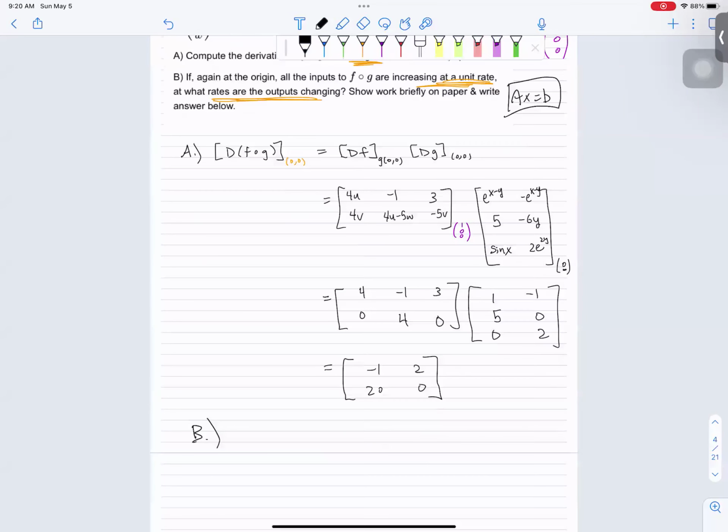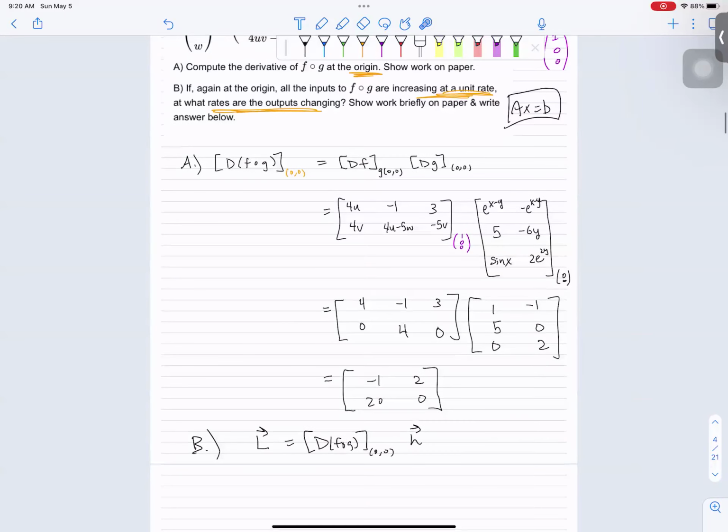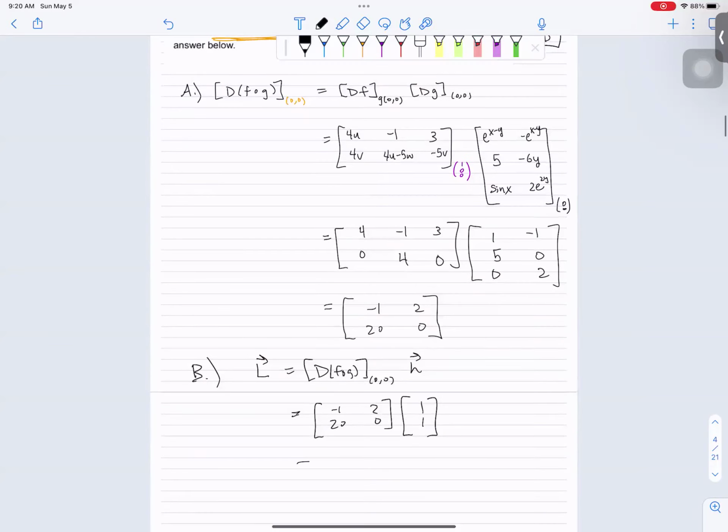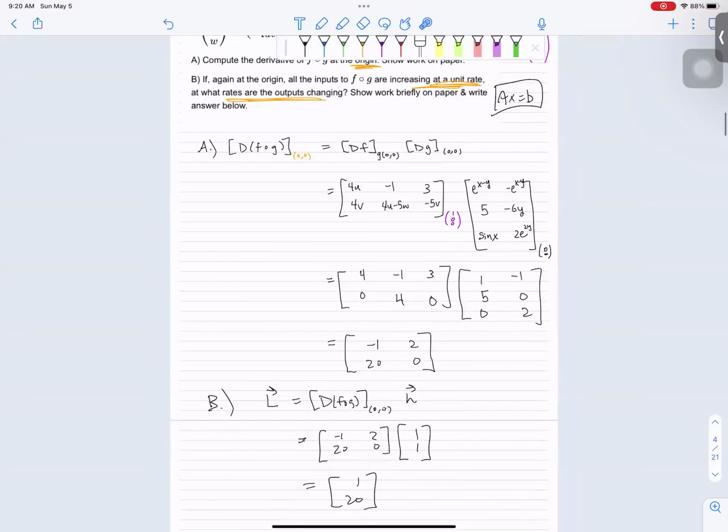All right, so in general, the outputs' rate of change is equal to the derivative matrix times the input rates of change. And they're telling us that all the inputs are increasing at unit rate, unit meaning 1. So I take the derivative matrix I found in part A, and I'm multiplying by 1, 1. I do this matrix multiplication, and I get 1, 20. So my first output is changing at a unit rate. My second output is changing at a rate of 20, whatever units they want.